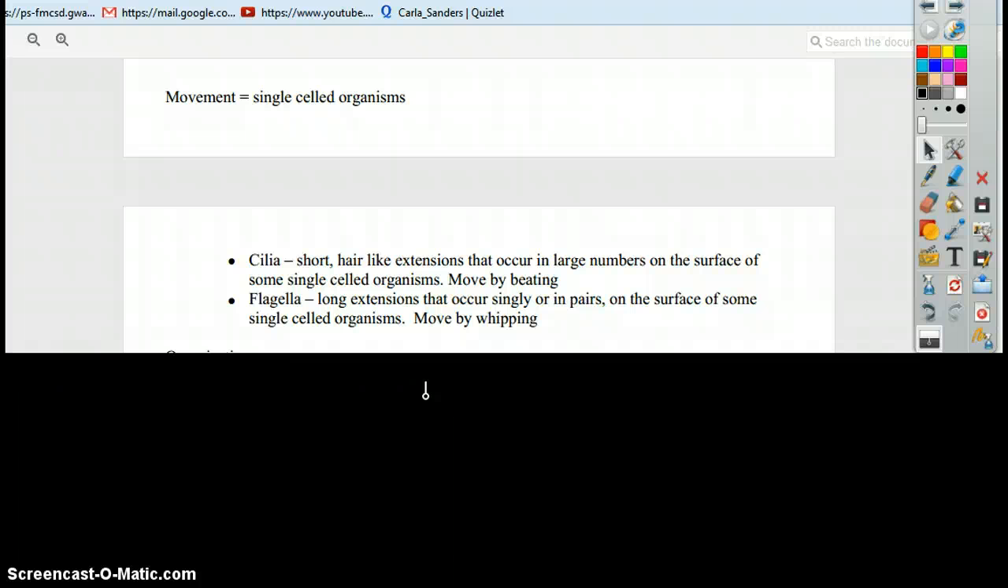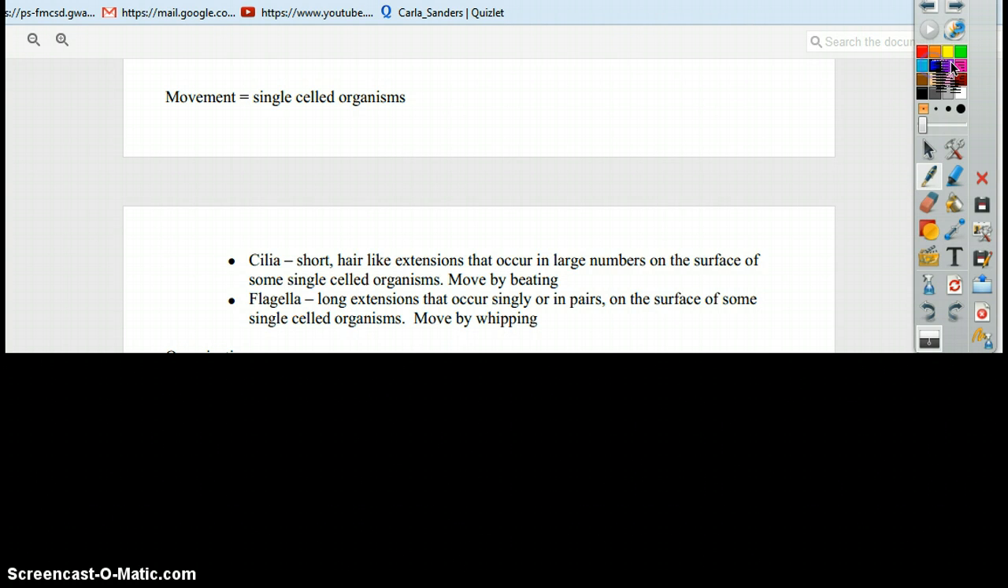The cilia is a short hair extension found all over the membrane. Okay, and then you have the flagella, which is a long extension coming off the end of the cell itself. The cilia move by beating, like beaters on a mixer, and the flagella move by whipping. And I'll just kind of draw a picture to show you that.